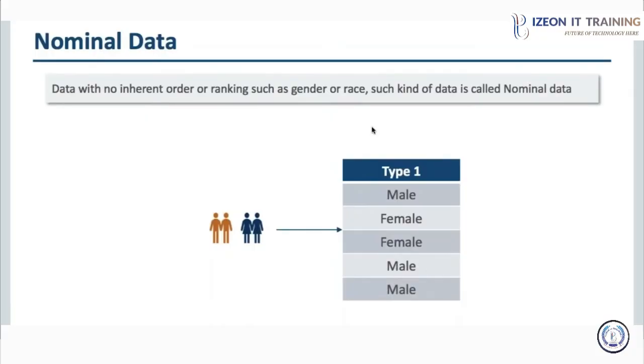It is sometimes called categorical data as well, that has one or more categories, but there is no intrinsic ordering to the categories that you can see here. There is no ordering. It doesn't matter whether male comes before female or after. The ordering here doesn't matter. So these kinds of data are called nominal data.